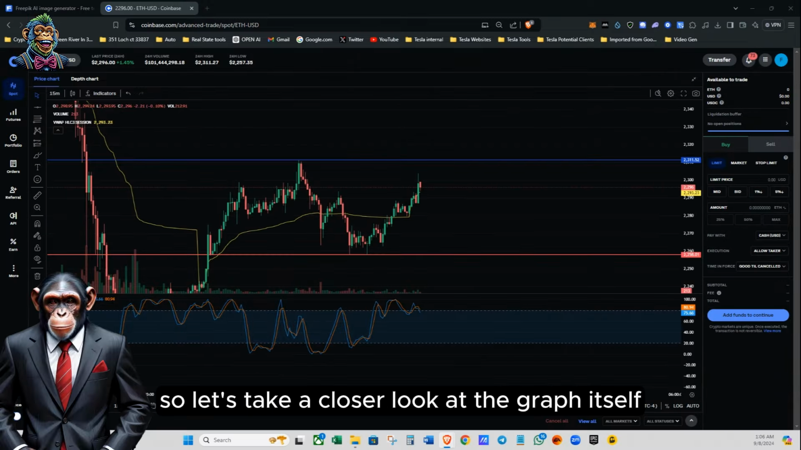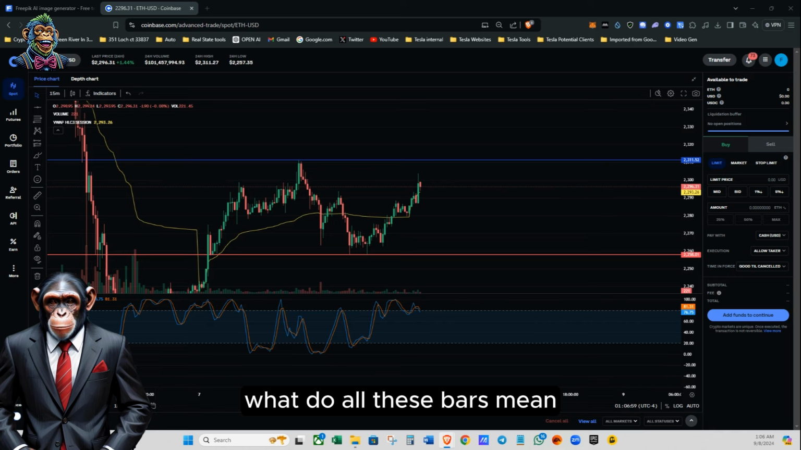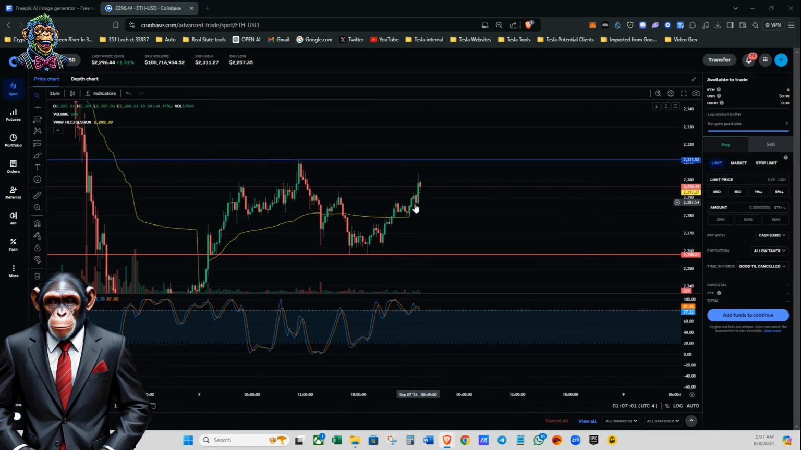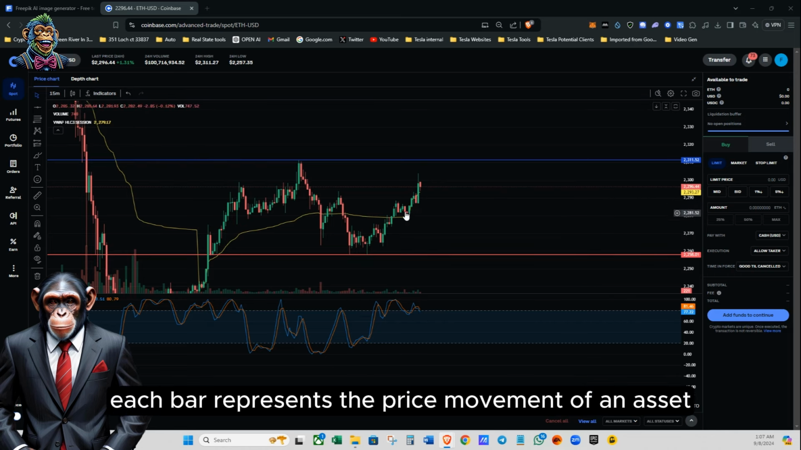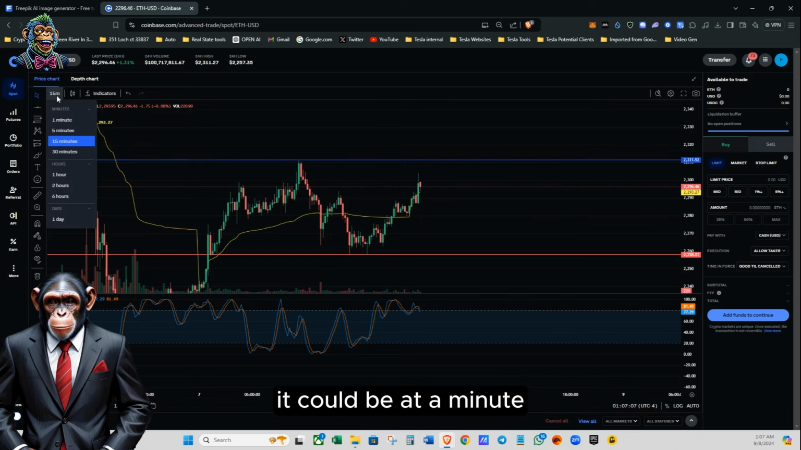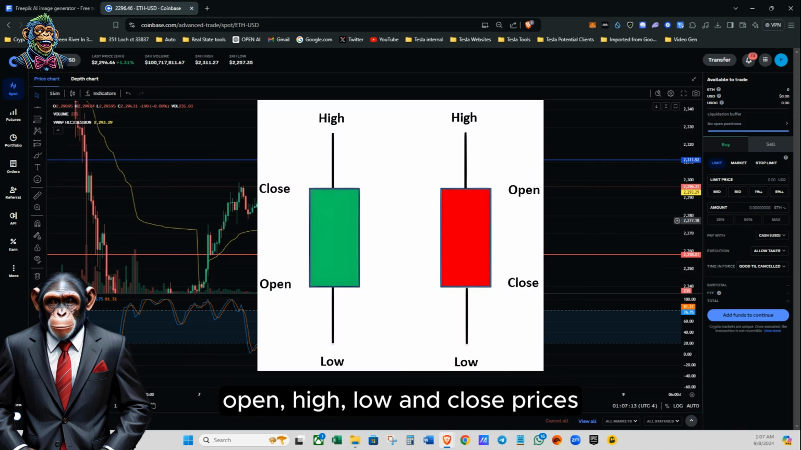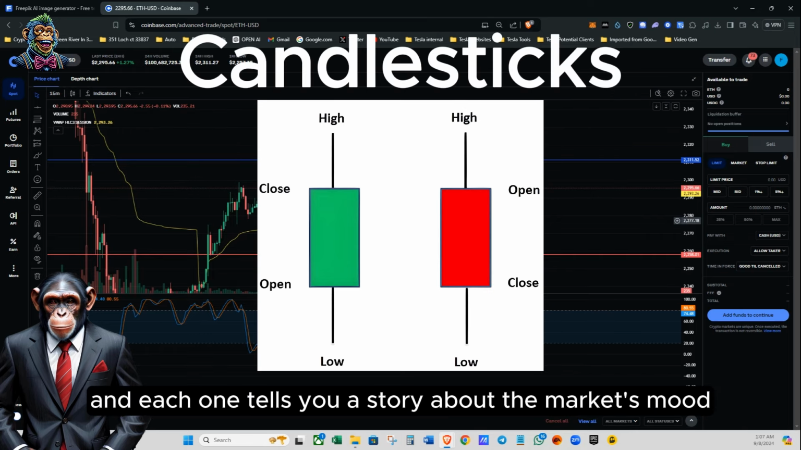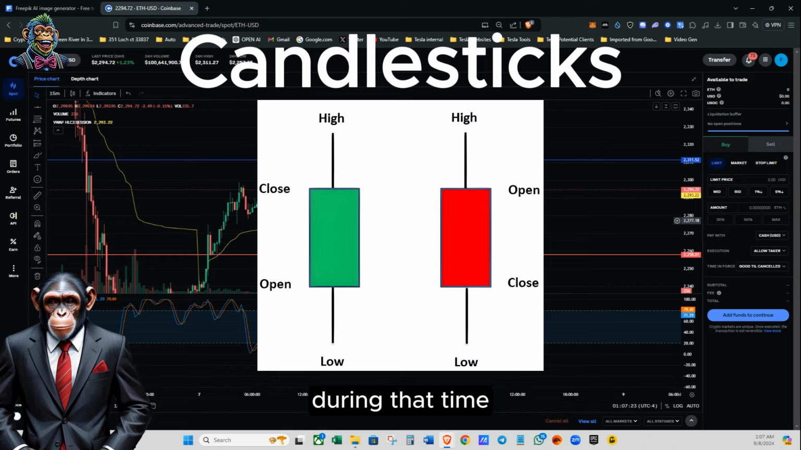So let's take a closer look at the graph itself. What do all these bars mean? Each bar represents the price movement of an asset with a specific time frame. It could be a minute, an hour, or a day. Every bar has 4 key points: open, high, low, and close prices. These are called candlesticks, and each one tells you a story about the market's mood during that time.